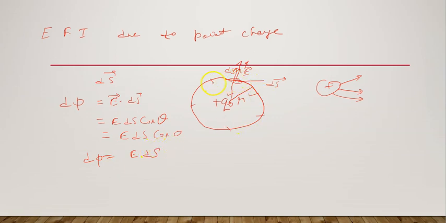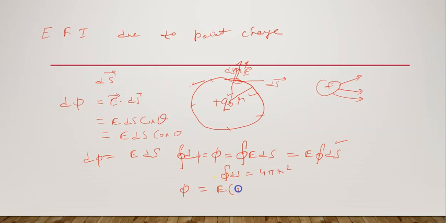Now if we consider the whole sphere, what will be the total flux? We just integrate d phi. This will be equal to phi, which equals the integral of E dot ds. Now what is the integration of ds? This is a sphere. What is the area of a sphere? The integral of ds is 4 pi r squared. So phi equals E times 4 pi r squared. This will be our equation number 1.